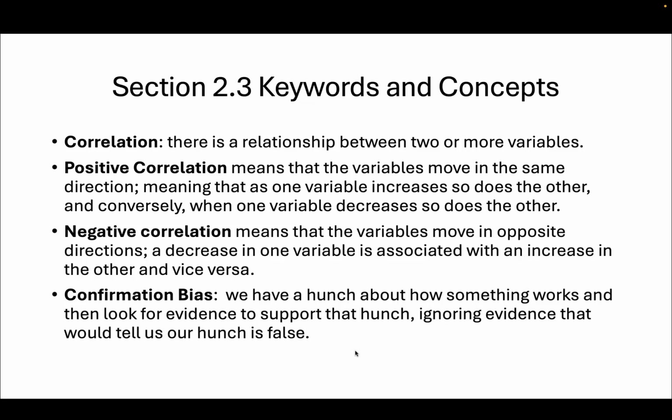So we're going to talk about the difference between correlation and causation in this video. And we're also going to bring up one of the many biases humans can have. There's a bunch listed in your textbook, but this is one of the ones we're going to focus on. So first thing we need to talk about is, what is correlation? Correlation just means that there's a relationship between two or more variables, right?